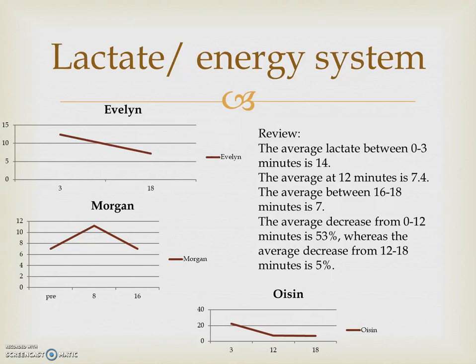In order to measure the energy system, we used a lactate machine. This involves using a pin to pierce the client's skin on their finger to get some blood. Then, we wiped it onto a piece of paper that gets inserted into the machine, and then this shows the result. In my group, we took this reading 2 times, at 3 and 18 minutes, whereas the other groups did it at 3, 8, 16, and also 3, 12, and 18.